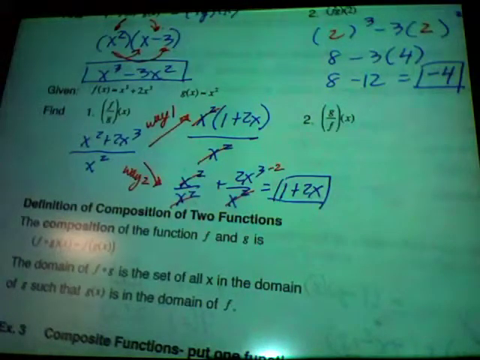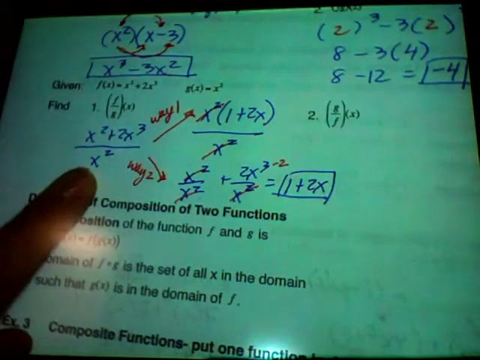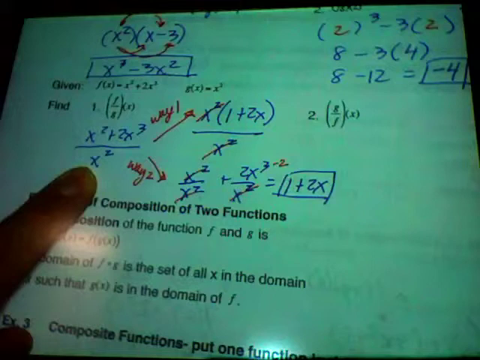What can x not equal? 0. x cannot be 0 because this is a restriction. If x were 0 here, the denominator would be 0.